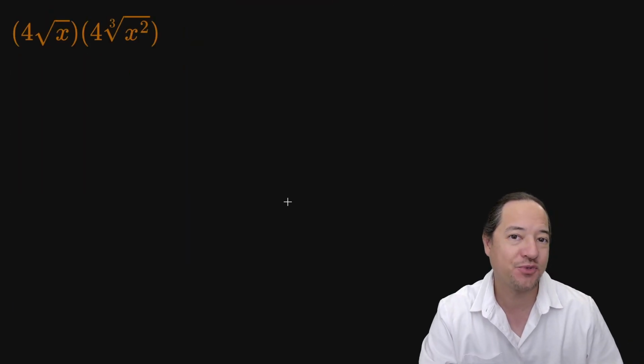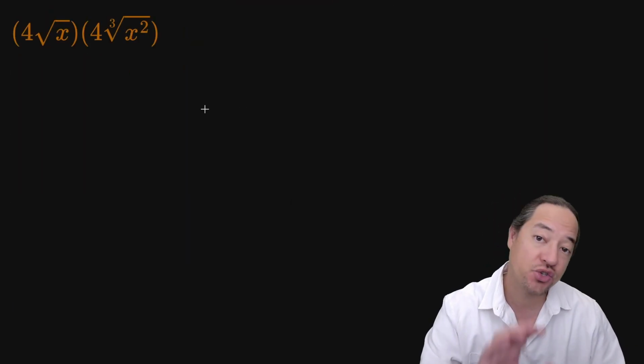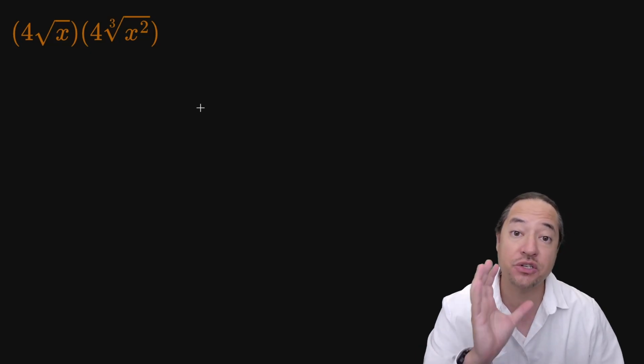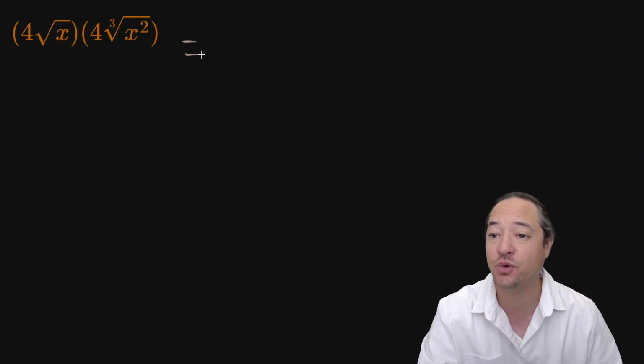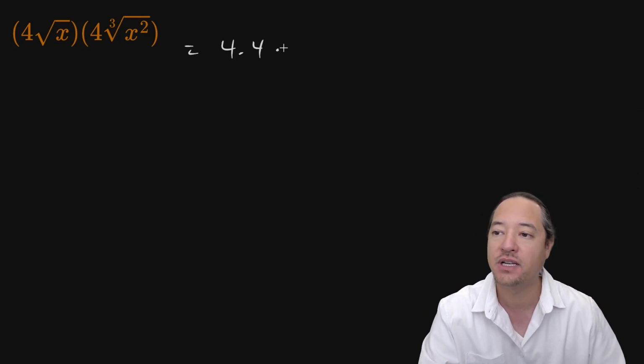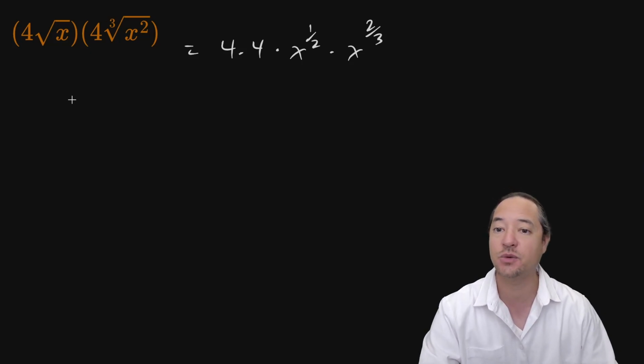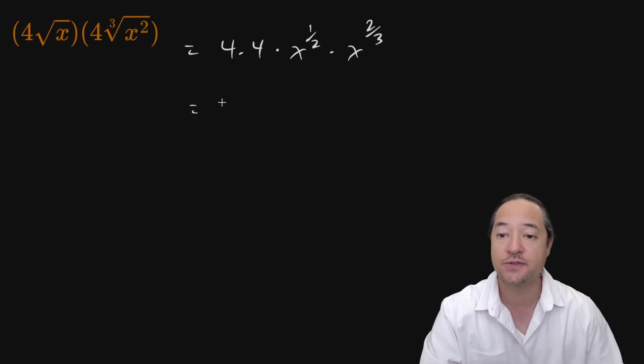All right, we're working with some radicals now. So what I want to do is translate these radicals into rational exponents. That's going to make it easier to work with them. And let's see what we get here. This is going to be equal to essentially 4 times 4 times x to the 1/2 power times x to the 2/3 power, right? That's essentially what this is going to be. So 4 times 4, of course, is 16. X to the 1/2 times x to the 2/3. So that's x to the 1/2 plus 2/3, right, in the exponent.